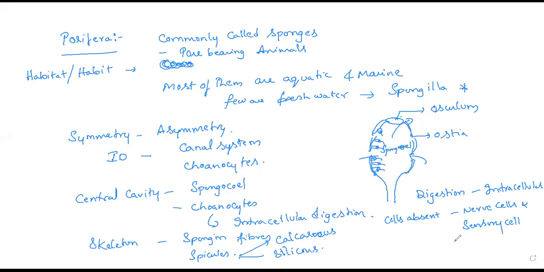Reproduction is sexual and asexual. On reproduction you will get questions. Asexual reproduction occurs by fragmentation, budding and gemmules. And sexually, they are hermaphrodites.